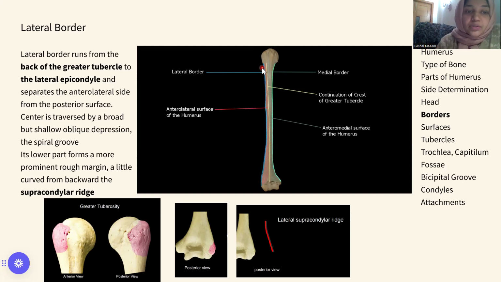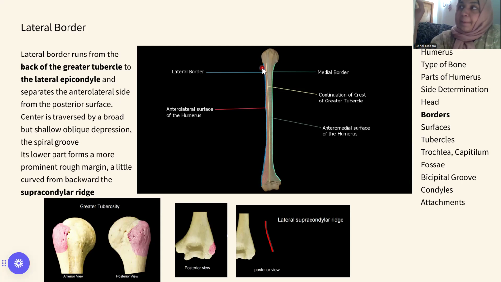Now, what is the importance of the lateral border? It separates the anterior lateral surface from the posterior surface. Obviously, the side on which there's the olecranon fossa is the posterior surface. And this part, the anterior lateral surface, both of those surfaces are separated by the lateral border. The spiral groove, a shallow oblique depression, is present in the center of this border and serves as a pathway for the radial nerve.